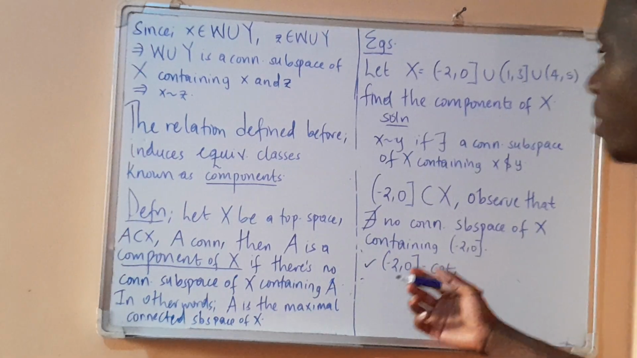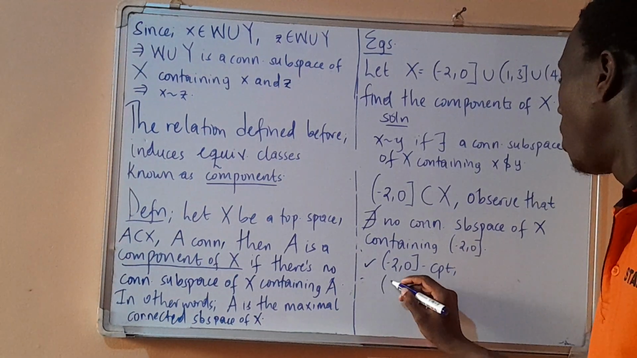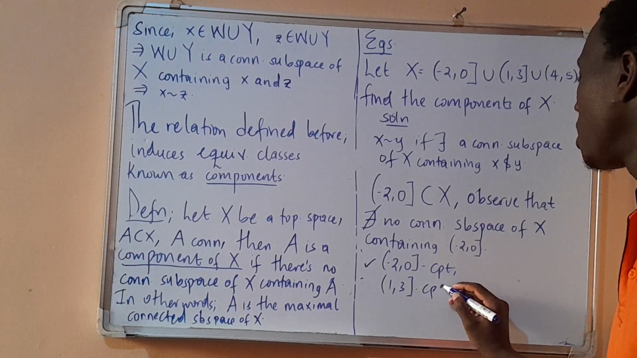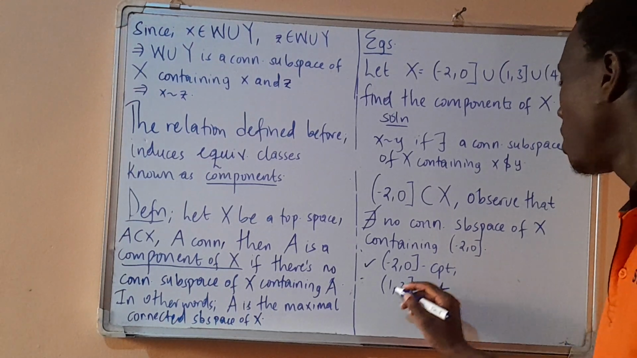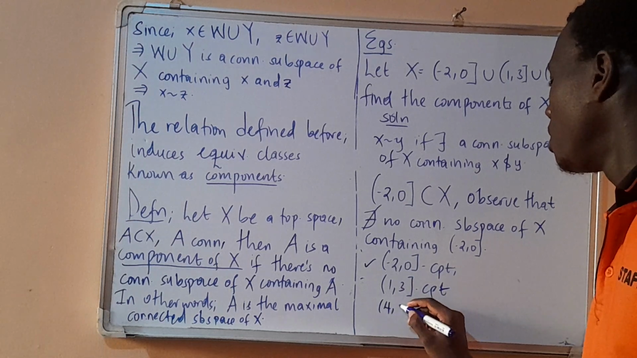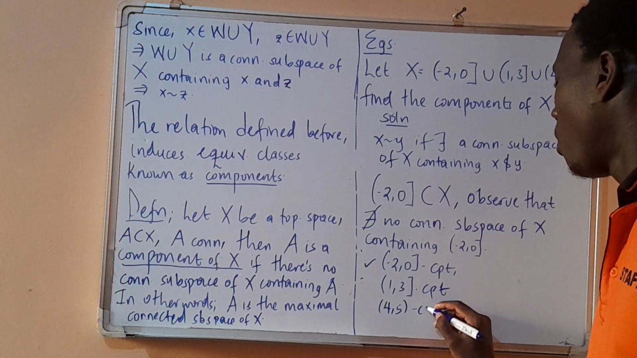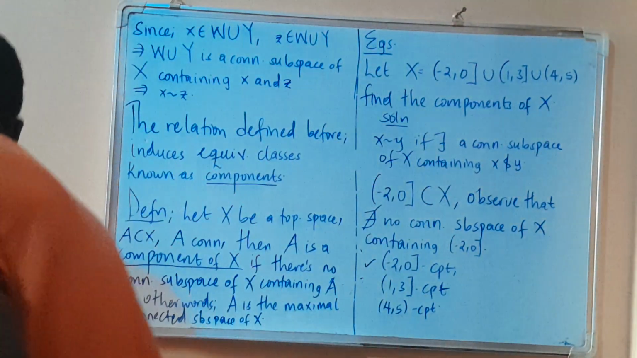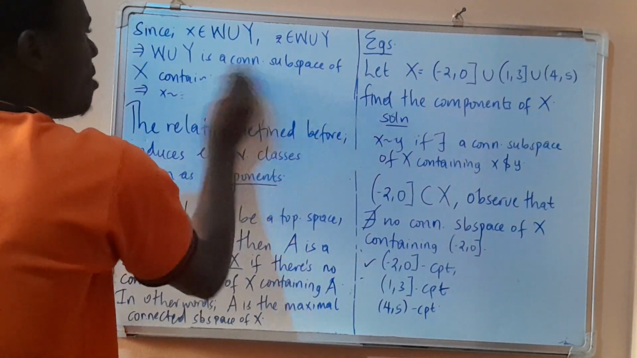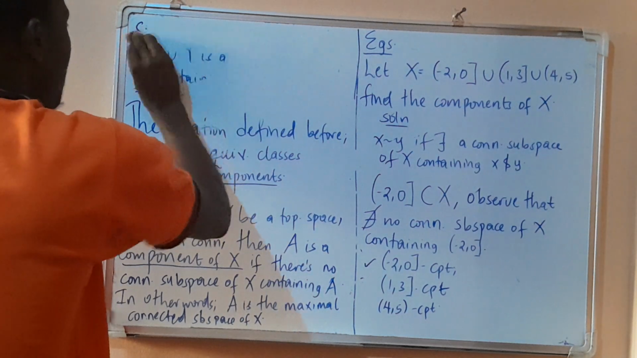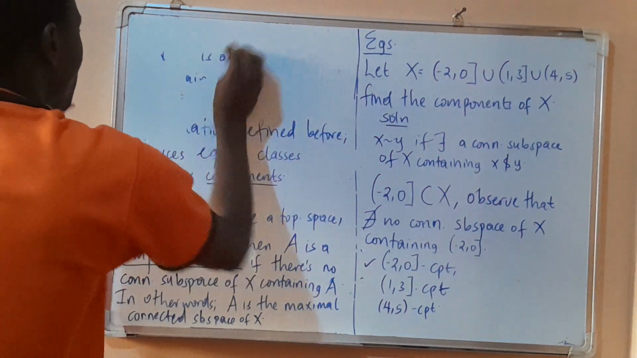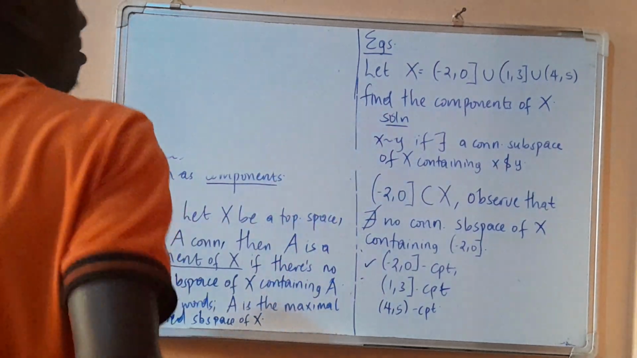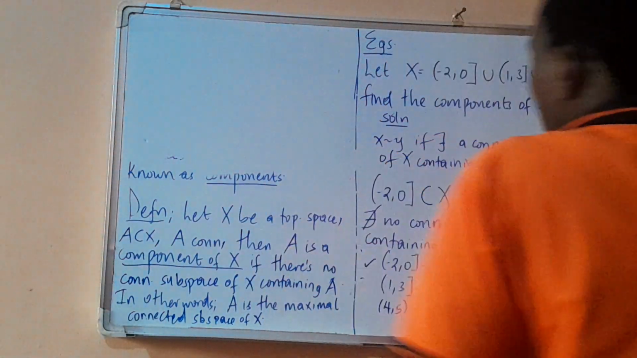Similarly, following the same argument, 1, 3 is also a component. 4, 5 is also a component. Now those are the obvious cases. Now, what if, let us ask ourselves, I'm just trying to consider something which is arbitrary.